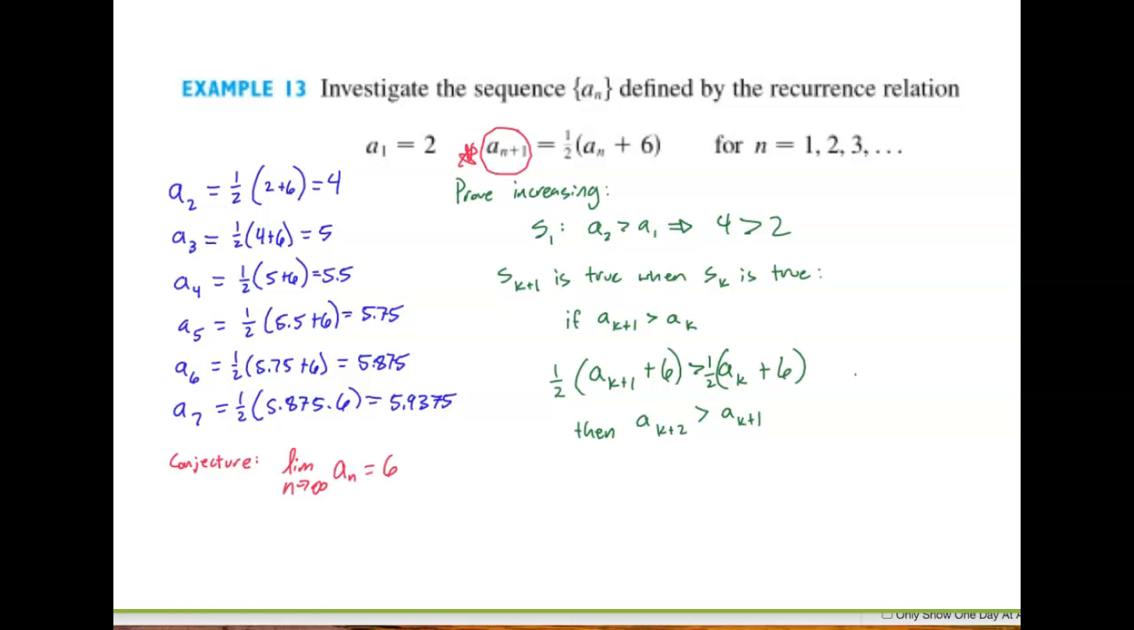So think about this in concrete terms. If a2 is greater than a1, then I've shown that a3 must be greater than a2, right? Which means that if a3 is greater than a2, then a4 is greater than a3, right? And if a4 is greater than a3, then a5 is greater than a4. And if a5 is greater than a4, then a6 is greater than a5, right? So you're proving that this goes on forever.